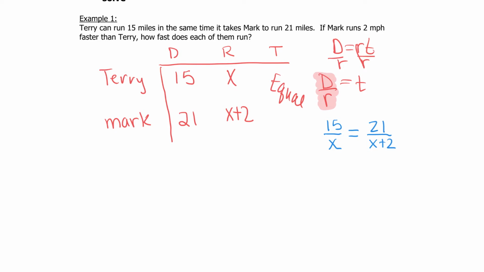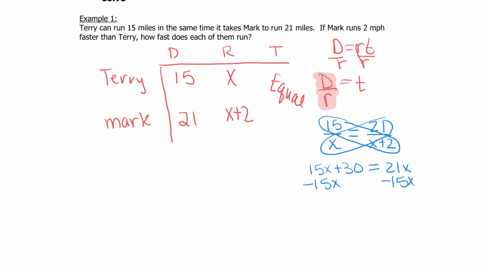So let's go ahead and do that. We would multiply this one first, so that would be 15x plus 30. Make sure you distribute. And then you set it equal to the other multiple, 21x. And now we're just solving. So we would subtract 15x. That would give you 30 equals 6x. And then divide both sides by 6. So X is 5 miles per hour.